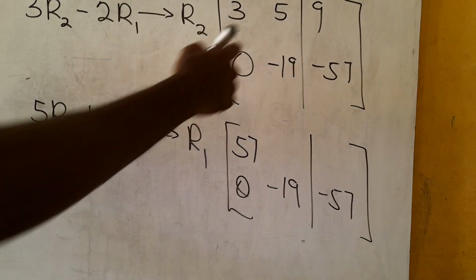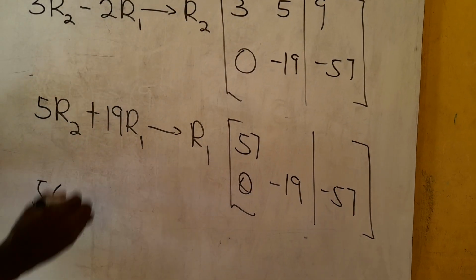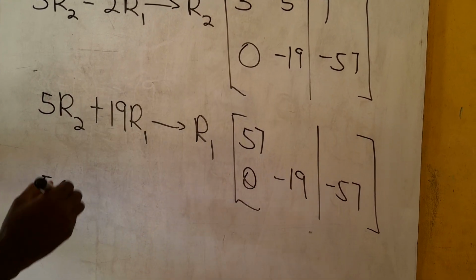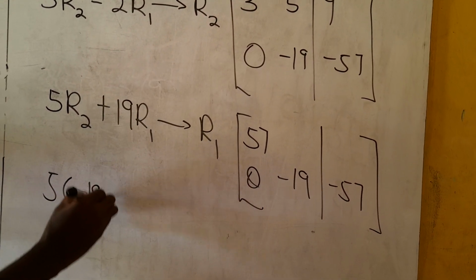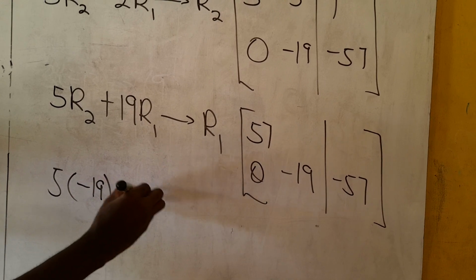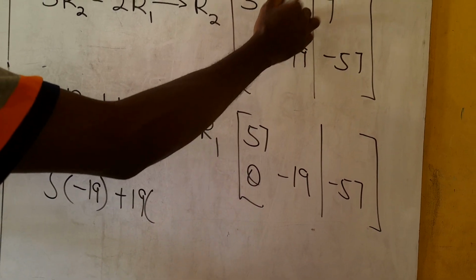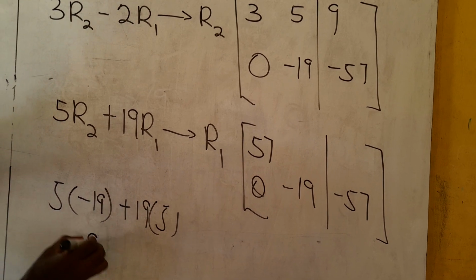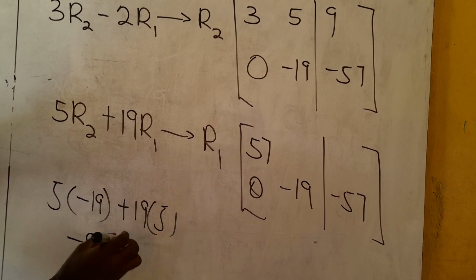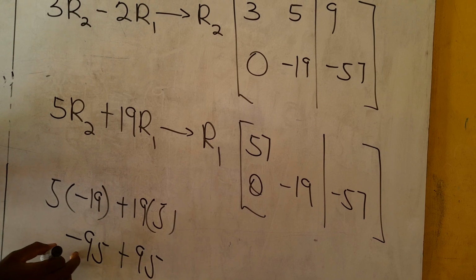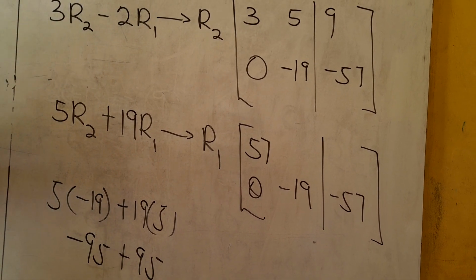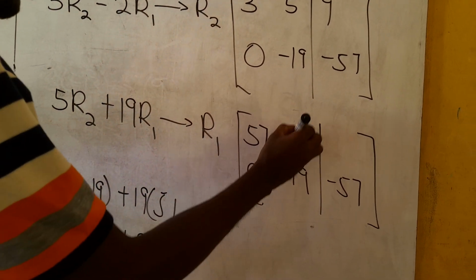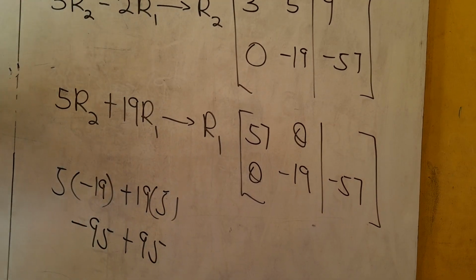So the next step, this one. So 5 times our R2 is negative 19, okay, plus 19 times our R1, which is 5. 5 times negative 19 is negative 95. 19 times 5 will be 95. Negative 95 plus 95 will be 0. So this place will be 0. I hope you get that.